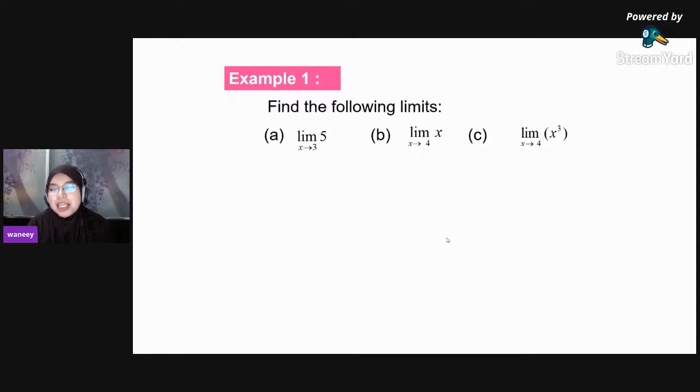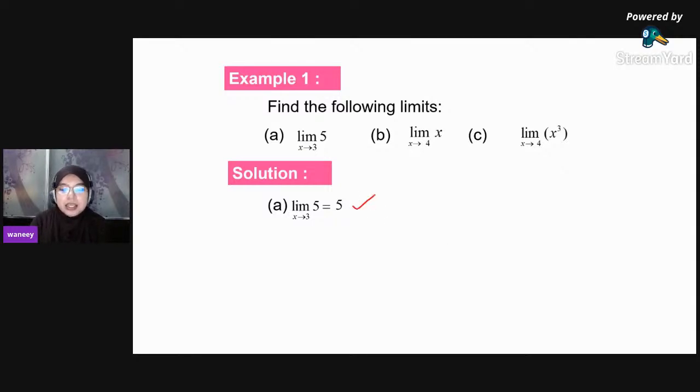Okay, so the limit as x approaches 3 of 5. That is simply some constant, so we copy down the constant. That is equal to 5. So correct, everyone. And then B, the limit as x approaches 4 of x. We simply replace the x with 4. So it will become 4. So this is also true.